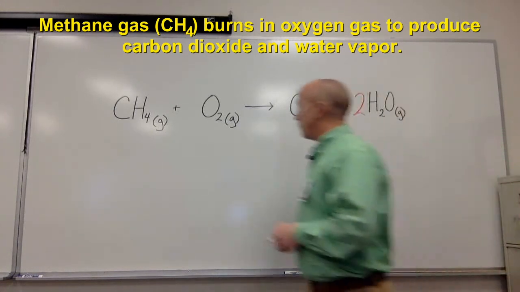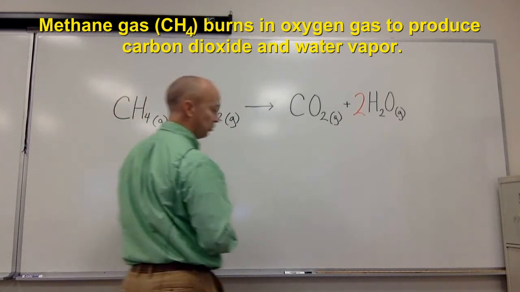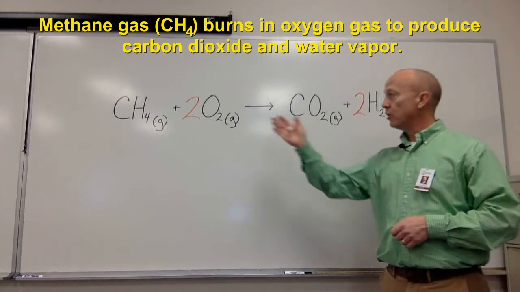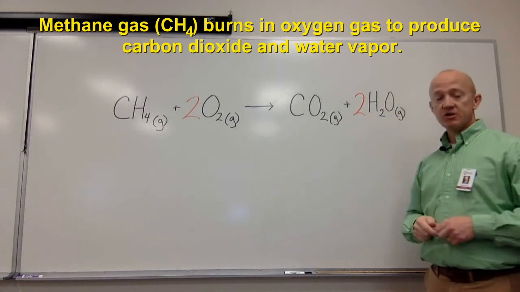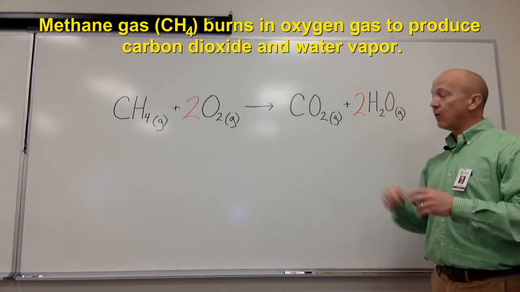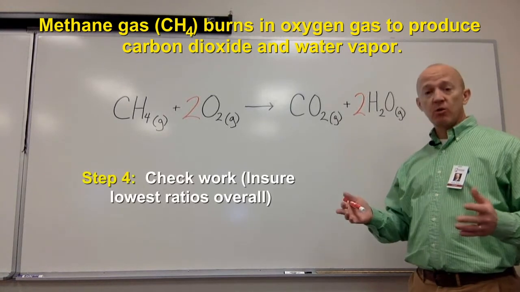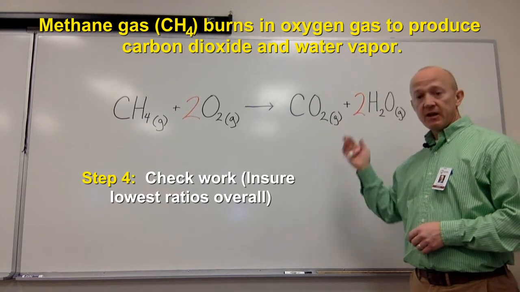Right. I'll put a 2 in front of my oxygen molecule on the left side. And in doing so, now I have 4 oxygens on the left and 4 oxygens on the right. Now I have a balanced equation. The last step, we just want to check our work, making sure that we have the proper amounts of each element on the left and on the right.